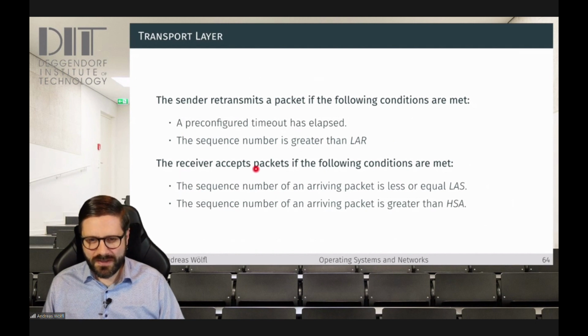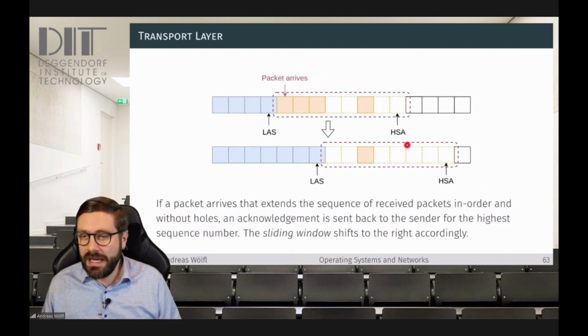The receiver accepts packets basically if the packet is inside this receiving window. If a packet arrives that has a sequence number that is smaller than LAS, then it's discarded. If we receive a packet that is outside the receiving window with a higher number than HSA, then we also discard it.